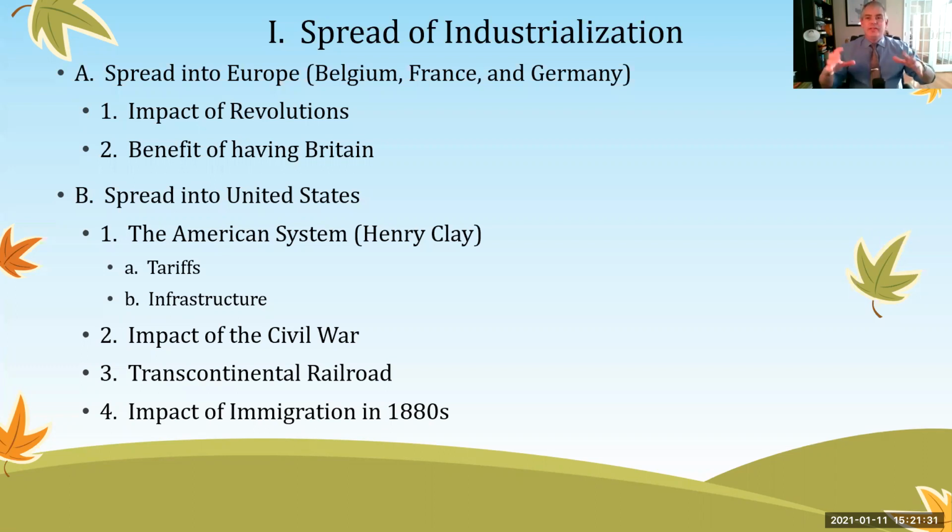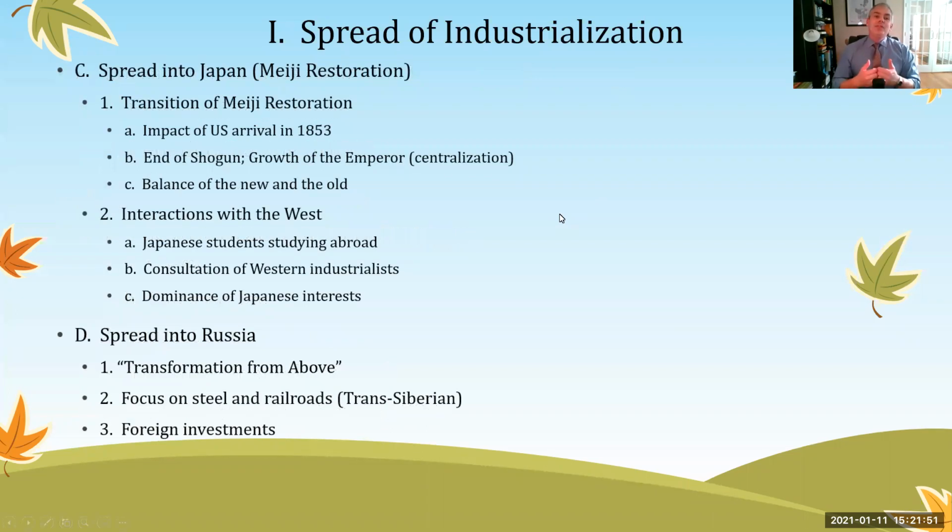So you get all of these things: the building of railroads, the support of the government, of private interests, creating policies that are favorable to industrialists. And you have this immigrant population coming in. And these three things kind of combine to create the American Industrial Revolution. Next, we look at Japan.